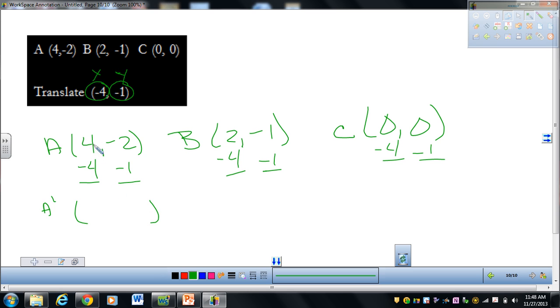I know that the second value in all of my points is y because y comes after x in the alphabet. So 4 minus 4 would be 0, and negative 2 and negative 1 is negative 3 for my A prime. B prime is going to give me 2 minus 4, which gives me negative 2, and negative 1 and negative 1, which gives me negative 2. So negative 2 for B. And then C prime is going to give me 0 and negative 4 is negative 4, and 0 and negative 1 is negative 1.